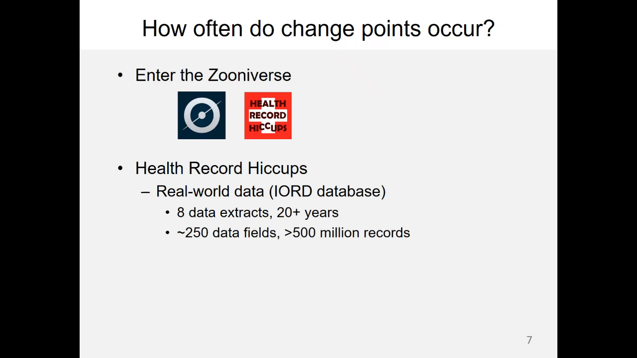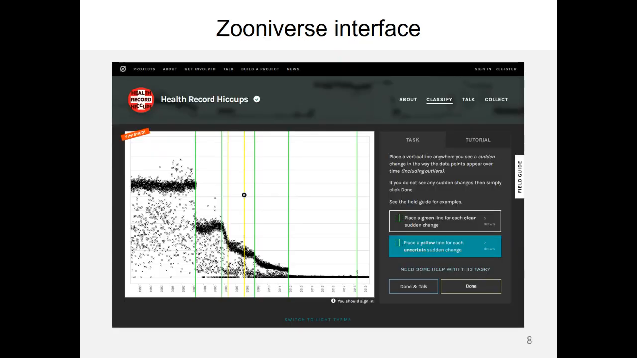Lots of data fields, lots of records, and generated around 8,000 different time series graphs covering different aspects that you might be interested in from a data quality perspective, such as the number of records, the number of missing values, etc. So what did the volunteers get asked to do?